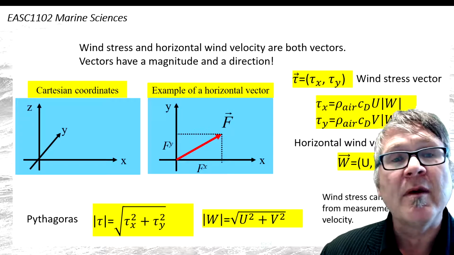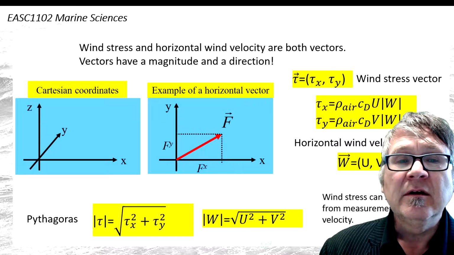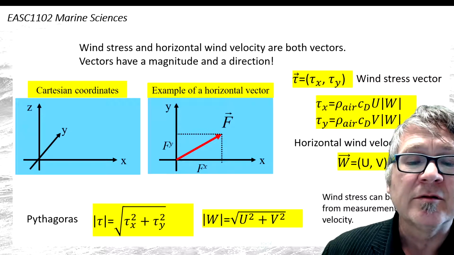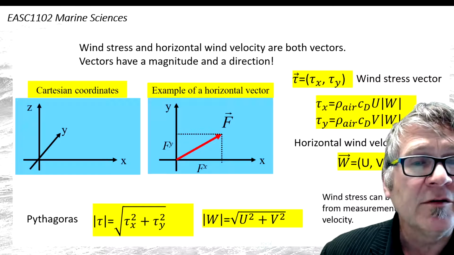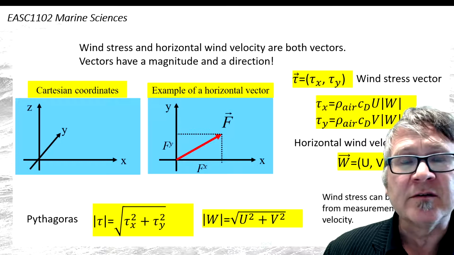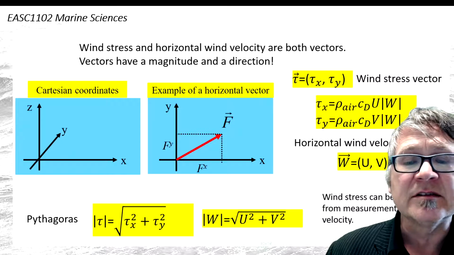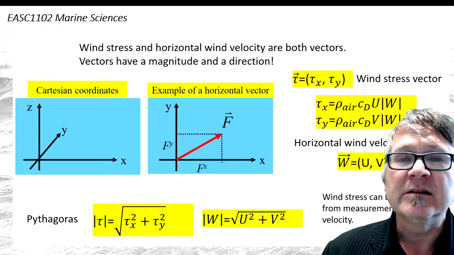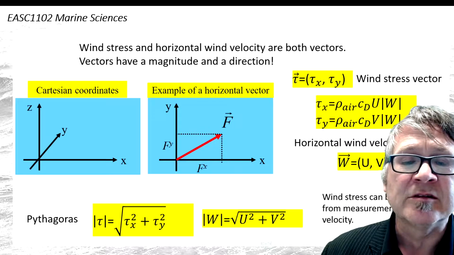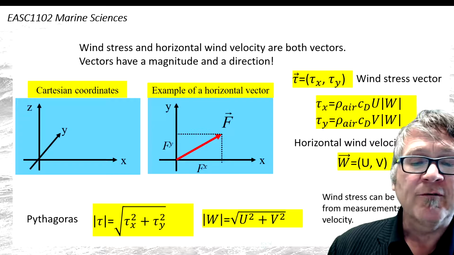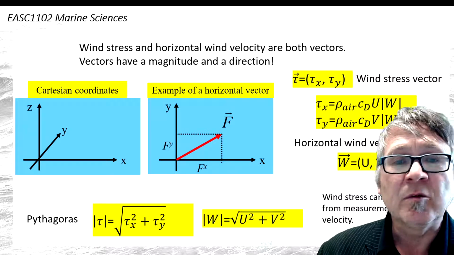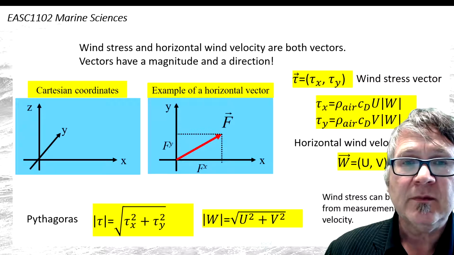And you probably remember from school days that you can use Pythagoras, the formula, to work out the magnitude of a property, which is shown here in terms of these two vertical lines. It's called magnitude, and it's just the square root of the sum of the squares of the individual components. And it's shown for both wind velocity and wind stress here. Okay.